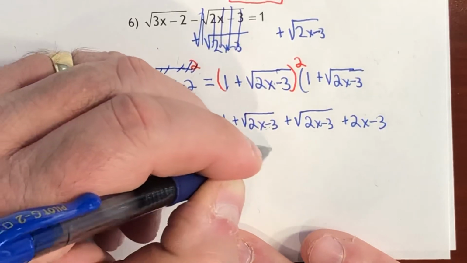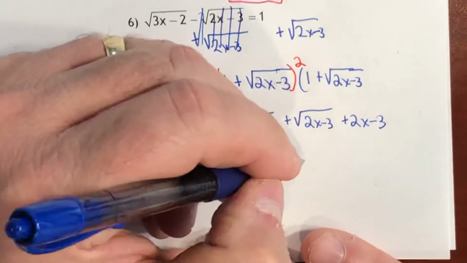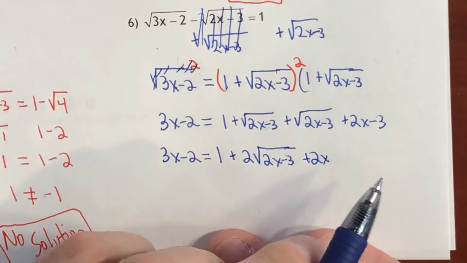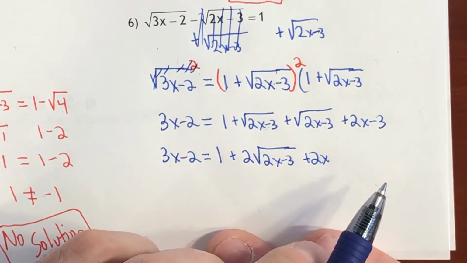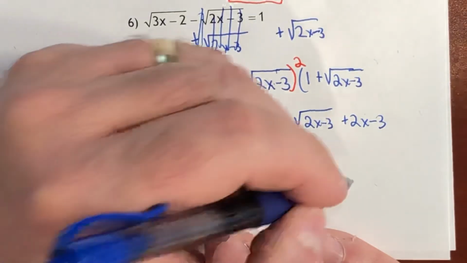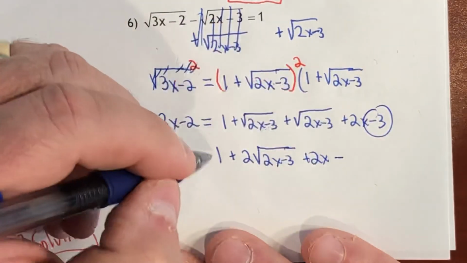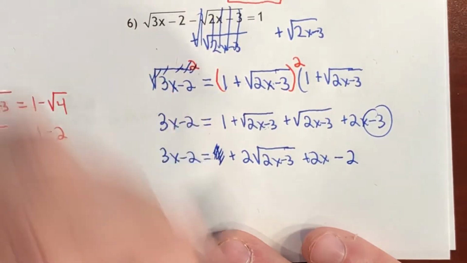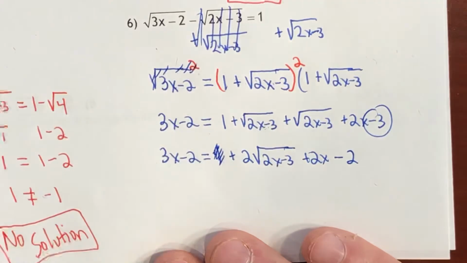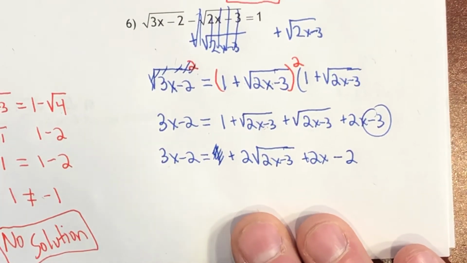2 square roots of 2x minus 3 plus the 2x. And I guess that minus 3, I should combine it with the 1, to really make that negative 3 combine with this 1 to make minus 2. Okay, so now I'm going to erase that. So at this point, I guess I need to get everything away from the square root.